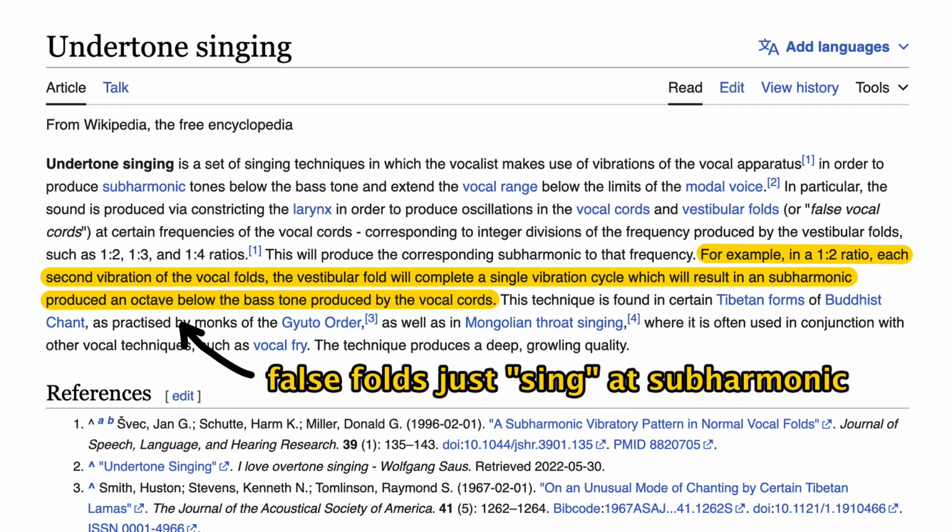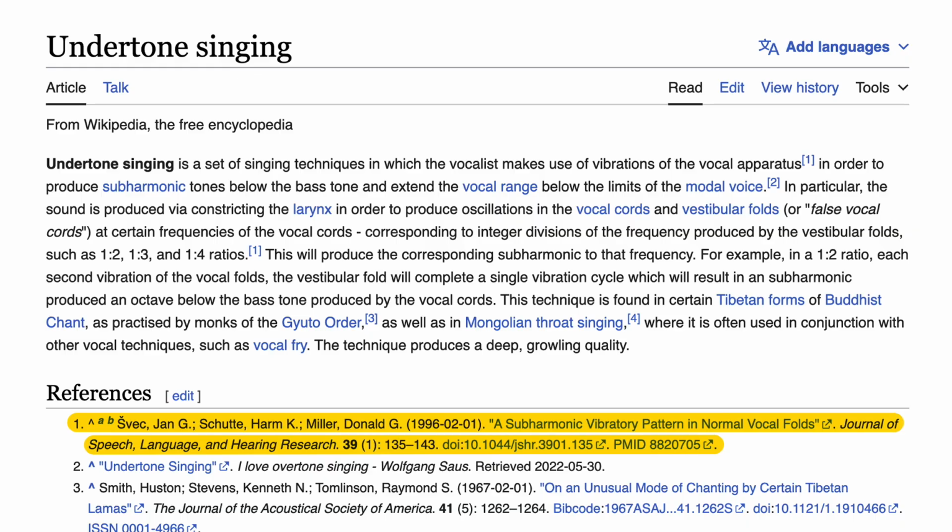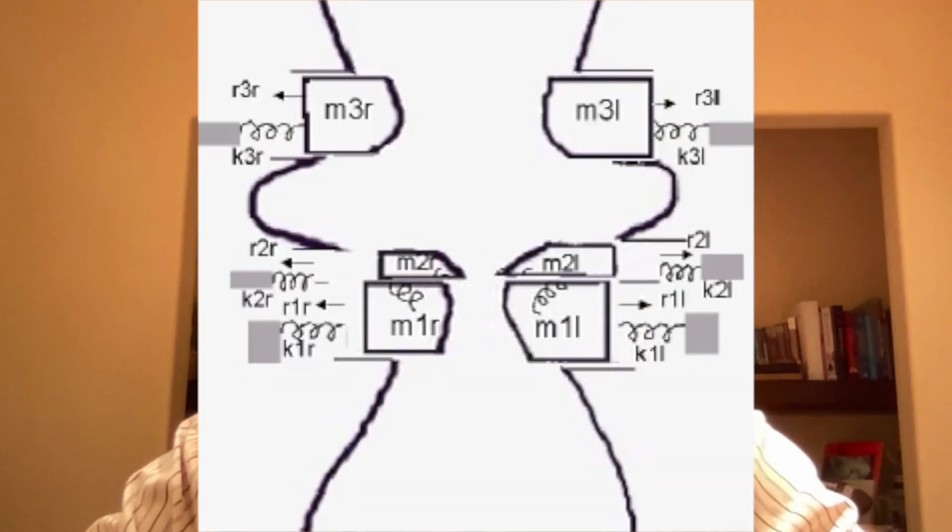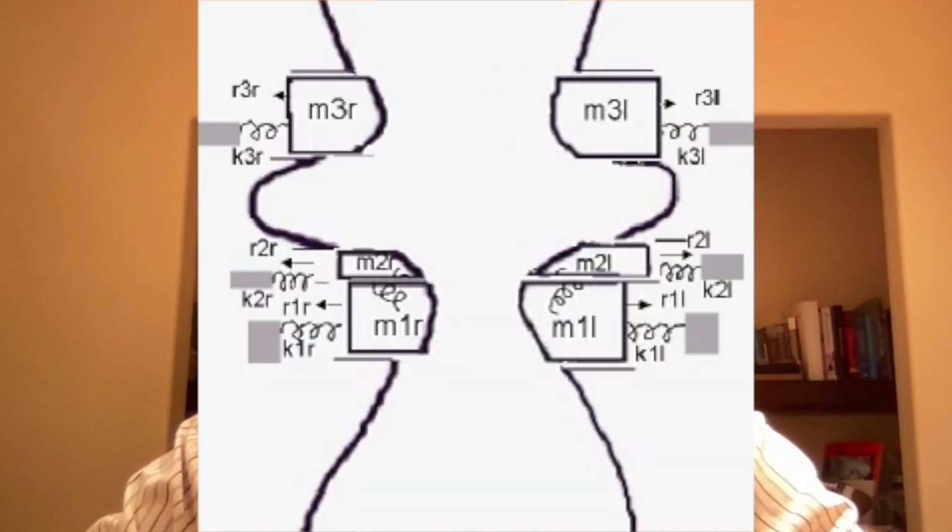In fact, if all of us beatbox science nerds actually paid attention and read the Wikipedia article on undertone singing itself, we'd have noticed this sentence. Yeah, the answer was in front of us the whole time, and scientists have known about this since at least 1996. Subharmonics occur in, say, Kargyraa because your false folds just vibrate at the subharmonic's frequency. That's all. Sorry, reducing the salt.